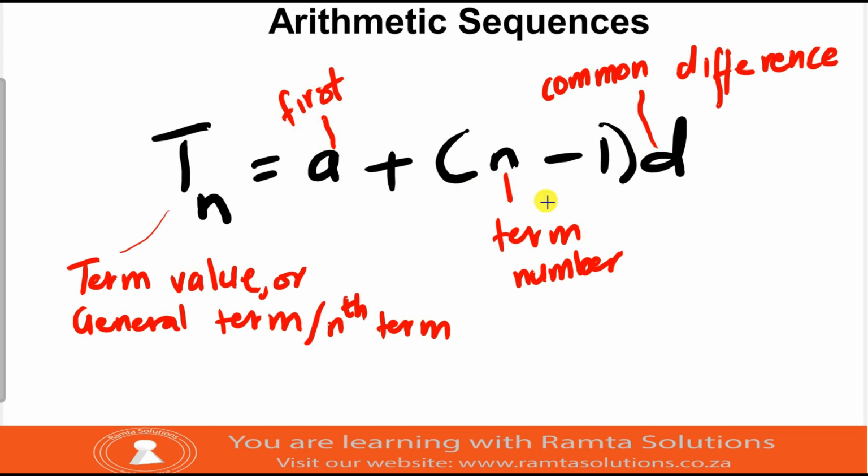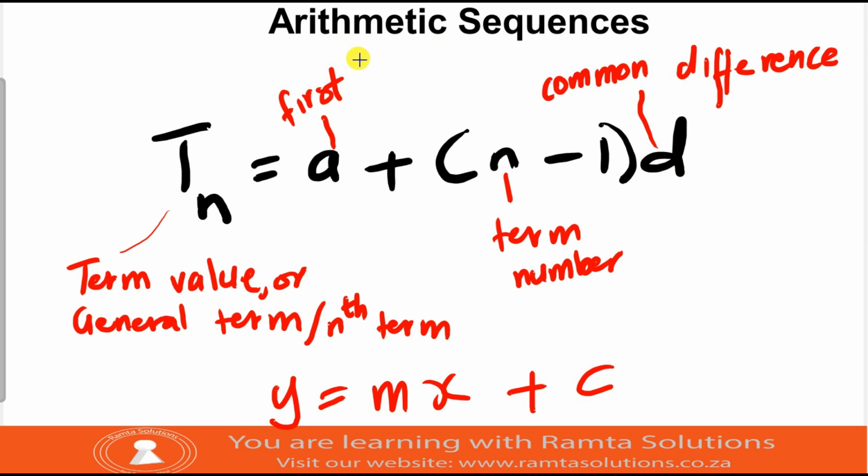Now, this equation, when simplified after you have plugged in your a and your d, will look like a straight line graph. Remember, your straight line had the form y equals mx plus c. Alright, so you call these arithmetic sequences. Otherwise, they are also called linear sequences.